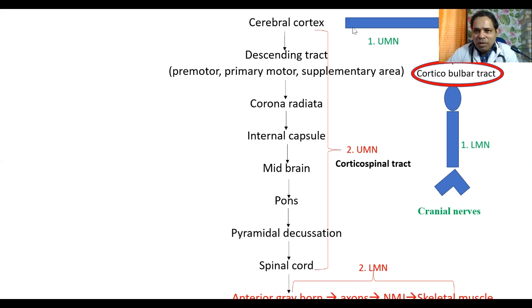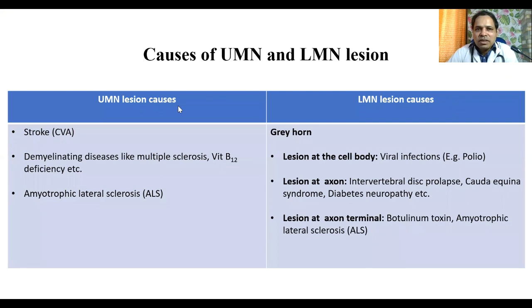So we have upper motor neuron 1 and upper motor neuron 2. This is called the cortico-bulbar tract, and this is called the corticospinal tract. Lower motor neuron 1 forms all the cranial nerves I just mentioned in the previous slide, and lower motor neuron 2 is your spinal nerves, right? Okay, now we'll see what about the lesion. Before that, we'll just throw light on a few factors.